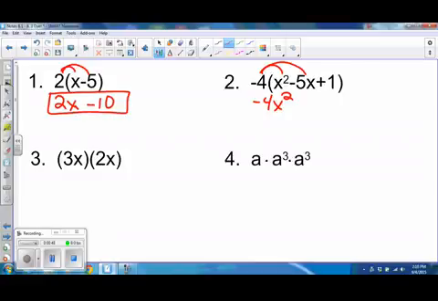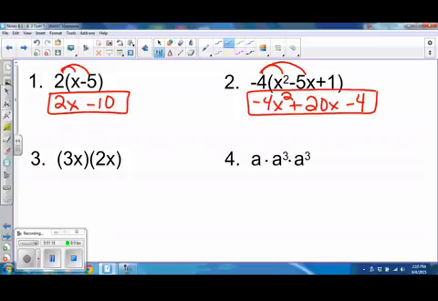Wait, don't answer. Is the sign positive or negative? Positive. Good. Positive 20x. Negative 4 times 1 is negative 4. That cannot be simplified any further. I do not have any like terms to combine. Any questions? Okay.